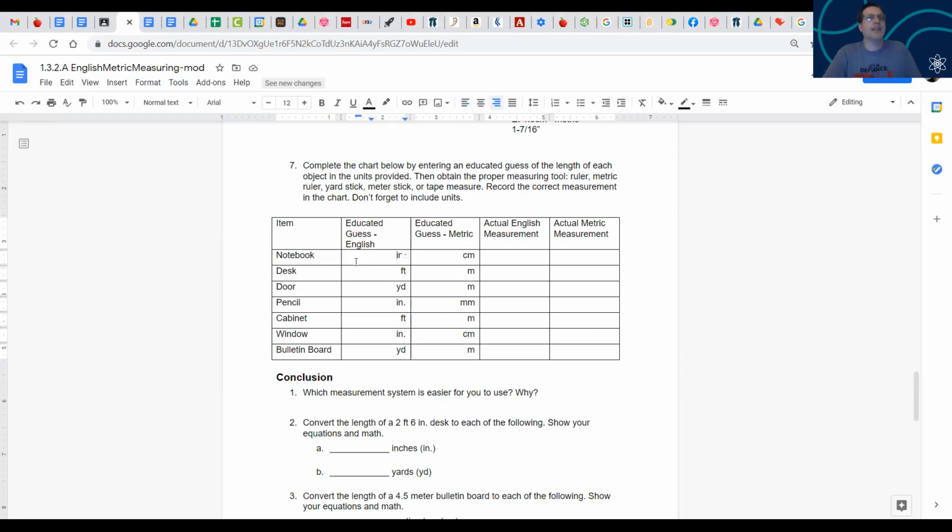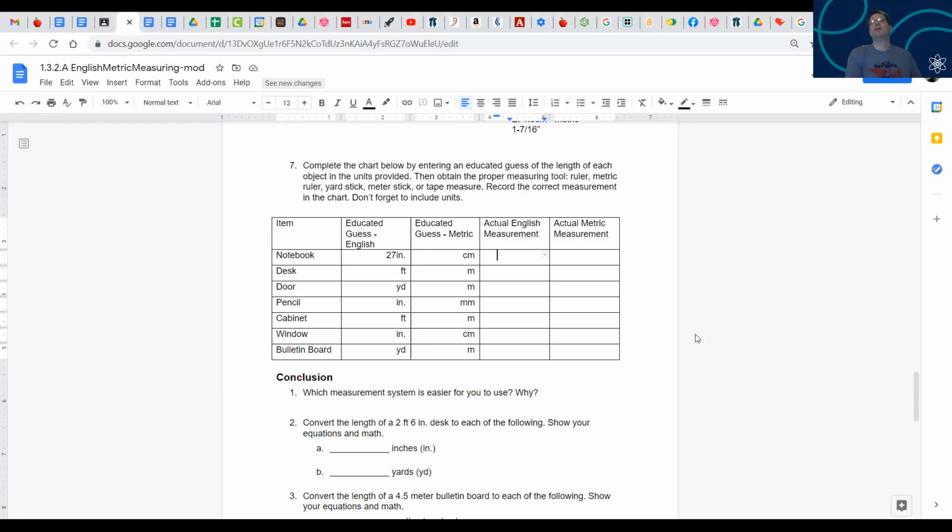So for this first line, think about how big your notebook is. Think about how big it is in terms of inches. I think it's about 27 inches, let's say. It's not. That'd be huge. But let's say I guess 27 inches. And then you take out your ruler and you figure out how big the thing is. And depending on which direction you measure, it'll be 10 or 13 or 8 or whatever.